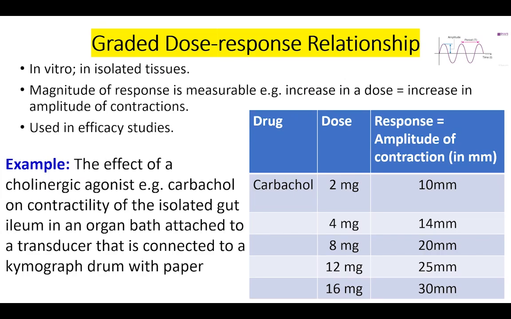So as we have been introduced to the dose-response relationship, there are two forms of the dose-response relationship, and the first one is the graded dose-response relationship. So this one is studied in vitro. So this is an isolated tissue that has been placed in tubes within the laboratories, and with it the magnitude of the response is measurable.